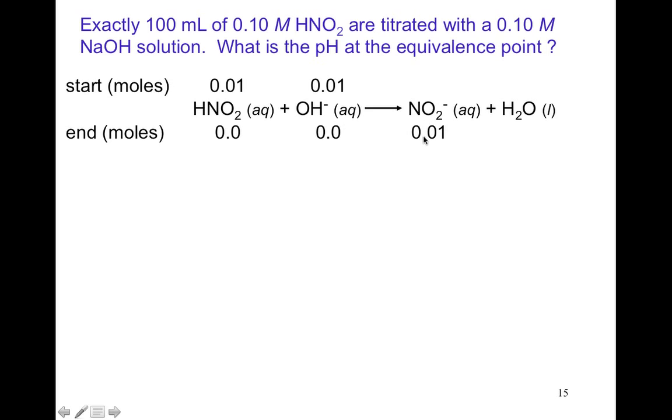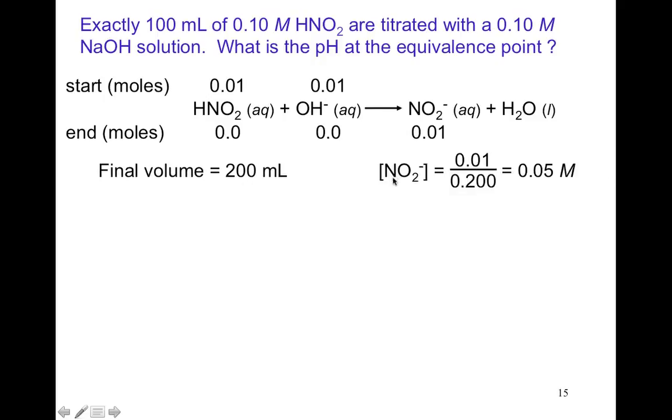And what do we increase by? Your change would be plus 0.01 here. And then you could do water, but that's not going to significantly change your pH, so we'll just focus on this one. And so we get this nitrite ion, which is 0.01 moles. We mixed 100 milliliters of this acid with the same concentration of base. So it definitely took 100 milliliters of base as well, because we got it to equivalence. So if we had 100 milliliters of this acid and 100 milliliters of this base, our final volume in this beaker or flask is 200 milliliters.